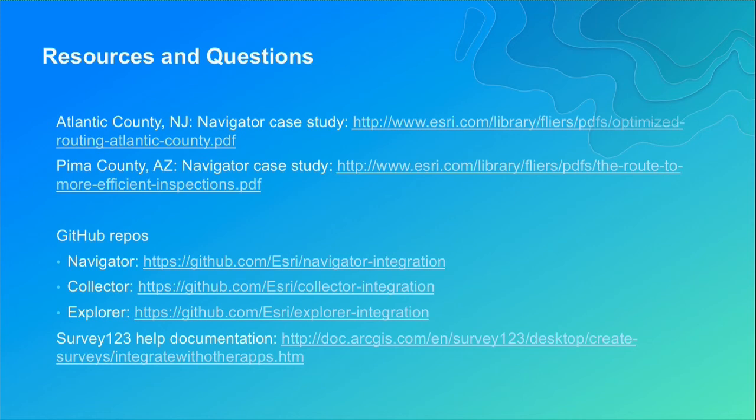So here's some quick resources. We have a couple good Navigator case studies out there. They're pretty high level, but they talk about how these organizations have used the URL scheme to save a lot of money and really improve their workflows. We have these GitHub repositories that have a lot of detailed information and examples for each of the applications. You can also come see James or I at the island, and we can show you pretty much anything you want to see if you have any specific needs.